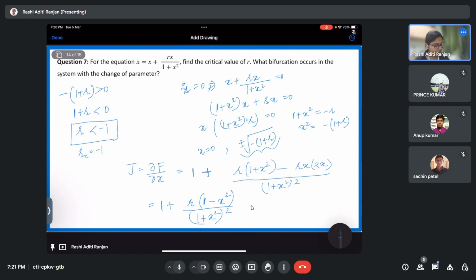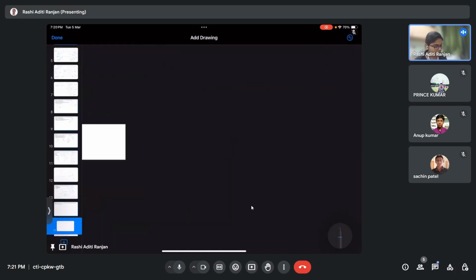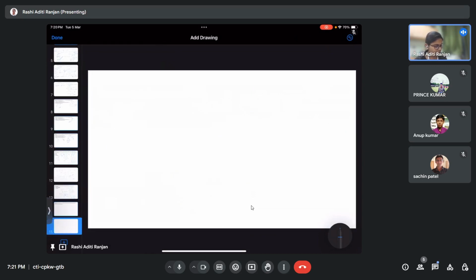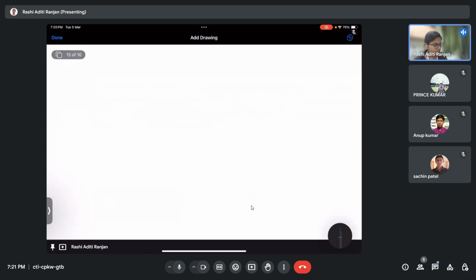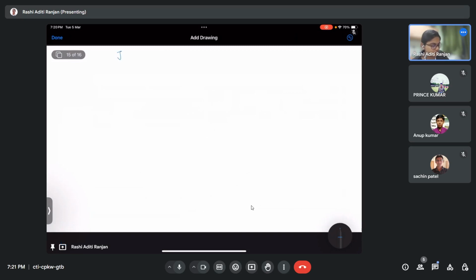Okay, now I'll try to find how my system is actually behaving with the change of parameter. I'll write the Jacobian equation here once again, which is j equals 1 plus r into 1 minus x square divided by 1 plus x square whole square. Now I have x equals 0. My Jacobian is going to be what? If I have x equals 0, you'll see that this x is going to be 0, this x is going to be 0, so I'm just going to have 1 plus r. Okay, and you know that my limiting case is r equals minus 1.